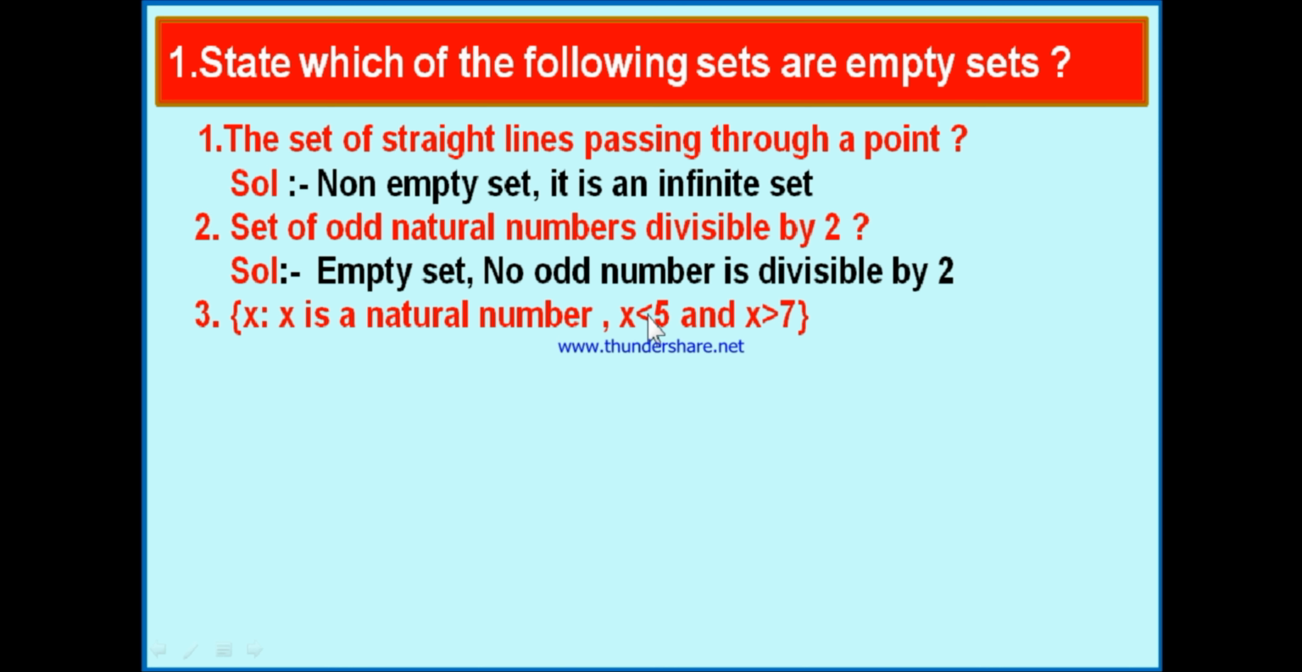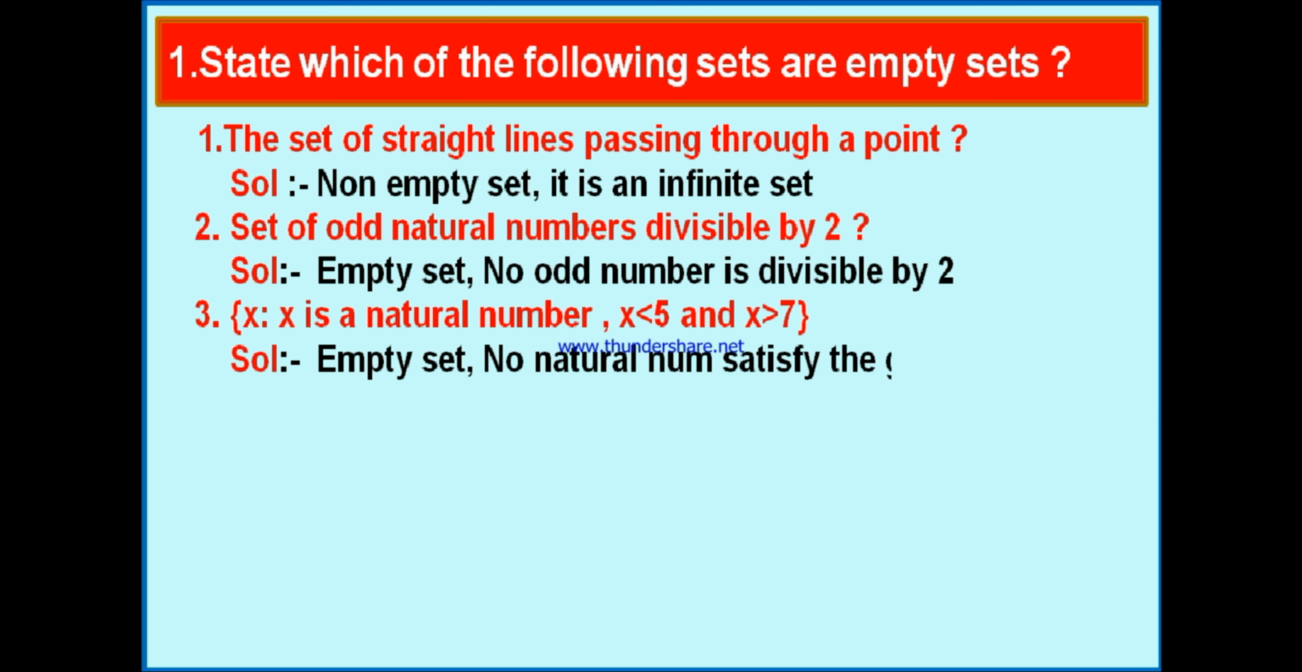For example, 4 is less than 5 but it is not greater than 7. 8 is greater than 7 but it is not less than 5. Therefore, you cannot write any number which is less than 5 and at the same time greater than 7. You cannot find any such number. Therefore, it is an empty set. No natural number satisfies the given condition.